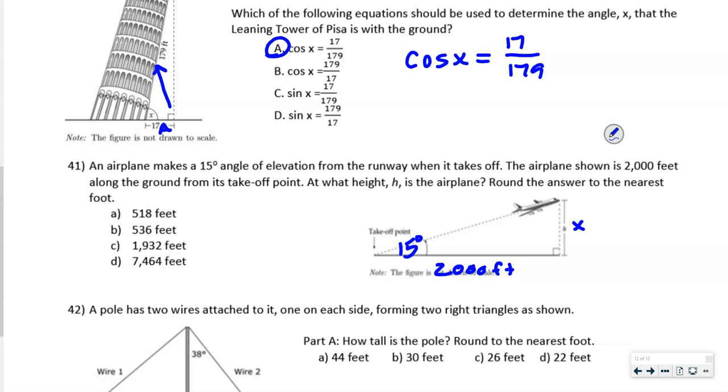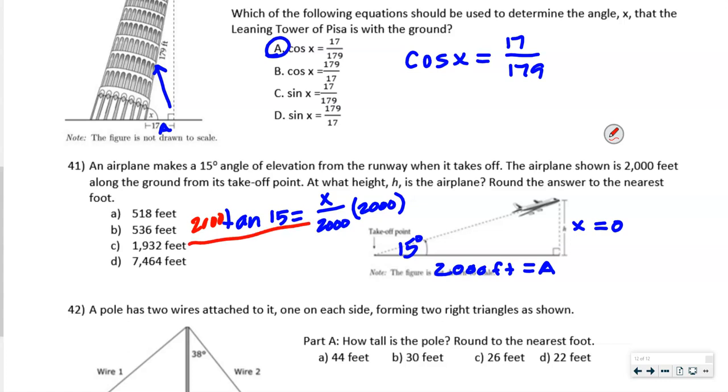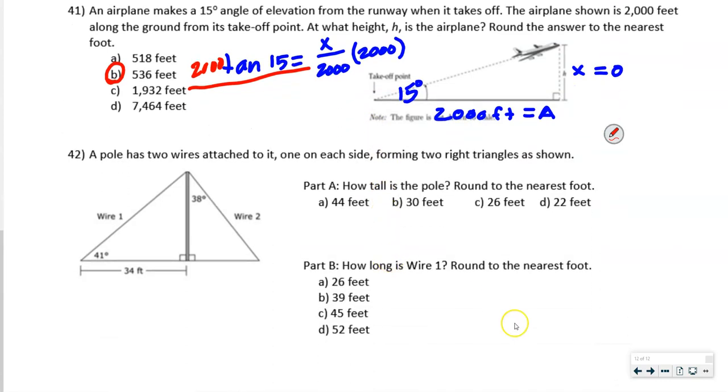So we're going to say this is our opposite, right? This is our adjacent. So we're going to use the tangent ratio. So we're going to say the tangent of the 15 degrees is equal to x, opposite, over adjacent, 2,000. Remember, if we have a number in the denominator, we're going to multiply both sides by it, right? So we're going to multiply both sides by 2,000. And so this is exactly what we're going to put in our calculator. And when we do, we get 536 feet. Okay. Here's our last question.